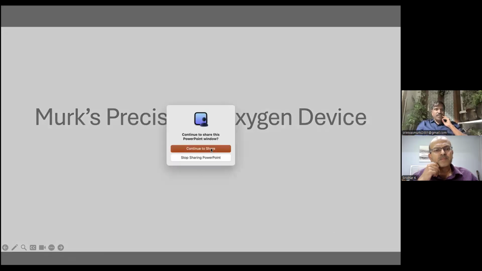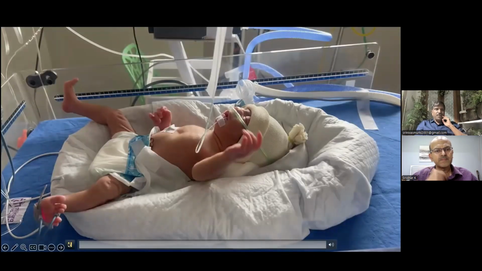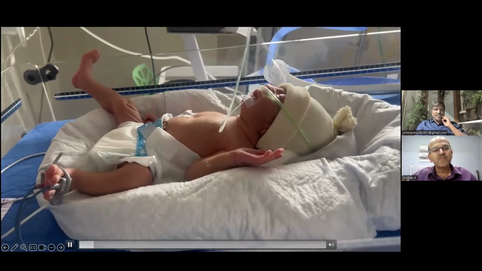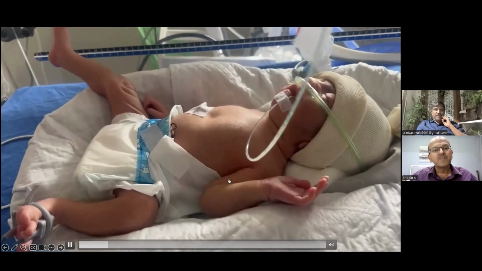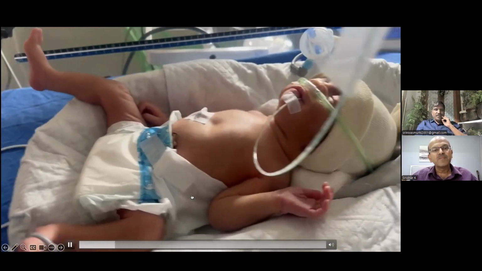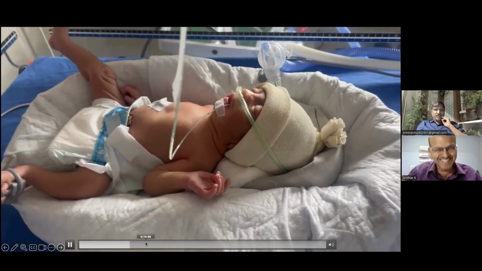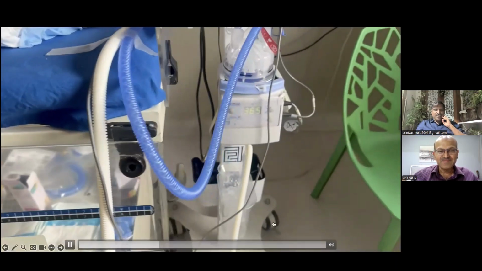So this is the baby on CPAP on Murk's TPs. You can see that this baby is on a RAM cannula, and the baby is unsupported on CPAP. So looks very comfortable. Yeah, he was a settling baby.